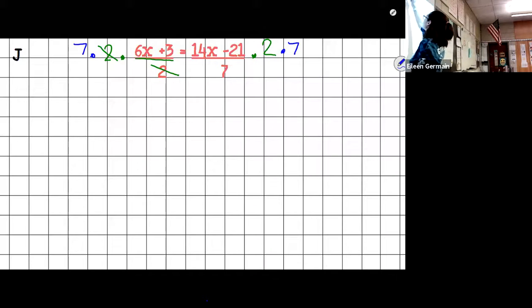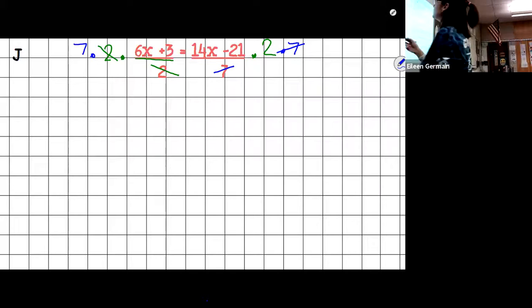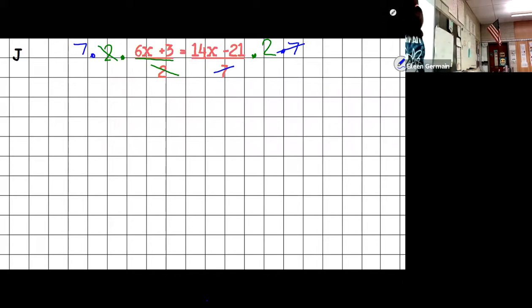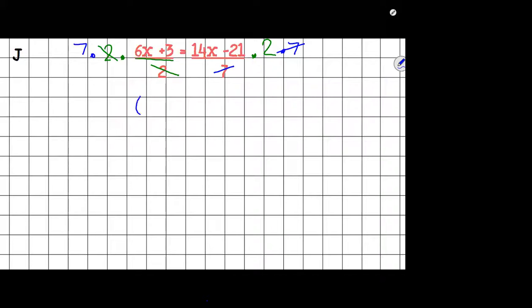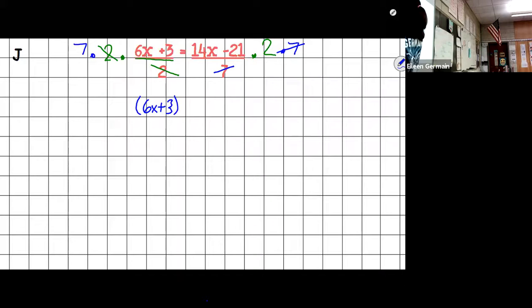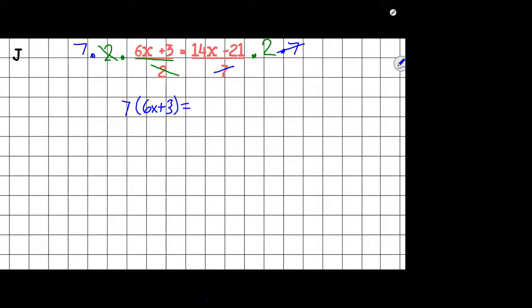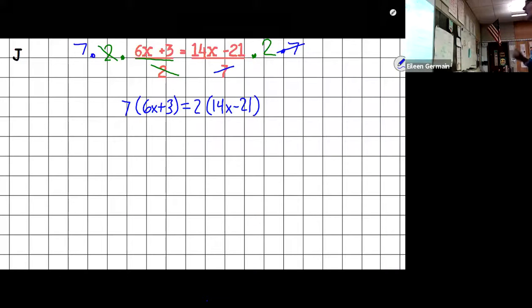And when I do that on the right side, my 7s cancel out, because divide by 7 times 7 cancels out. And I'm left with, can you read me what I would be left with, Junior? In parentheses, 6x plus 3. Yeah. 7 on the outside. Yeah. Equals 14x in parentheses. Yeah. Minus 21 with 2 on the outside. Very good. So then I would have to do what, Junior?